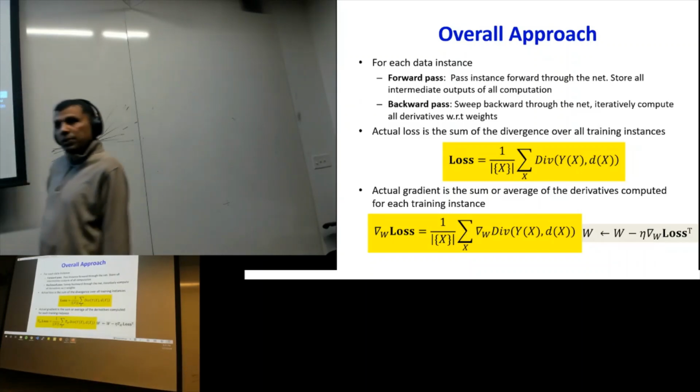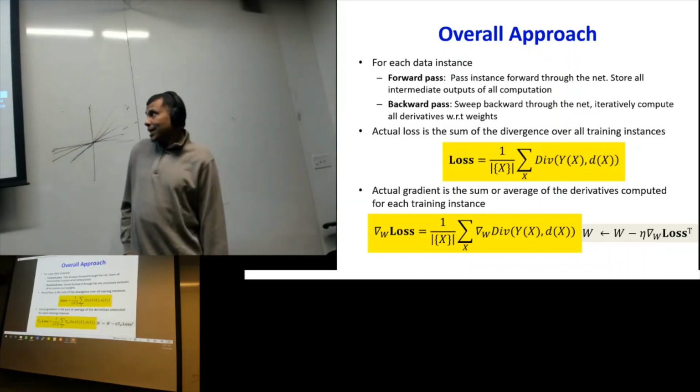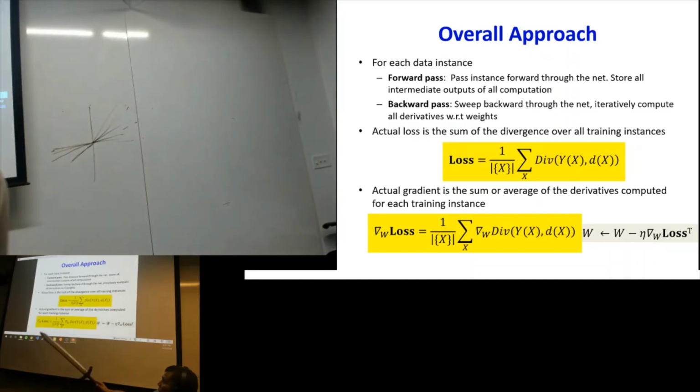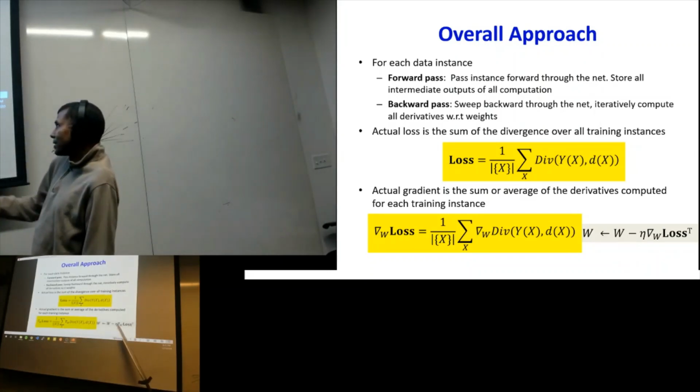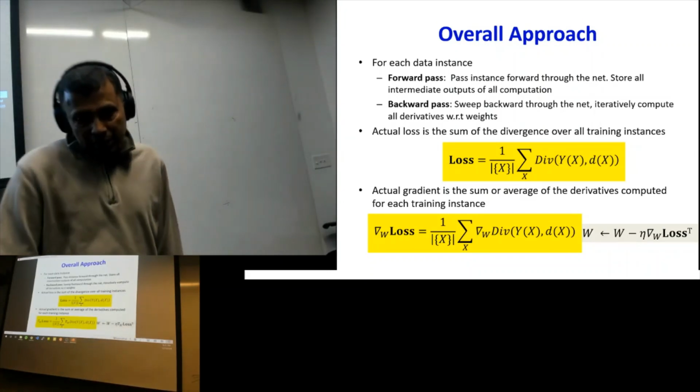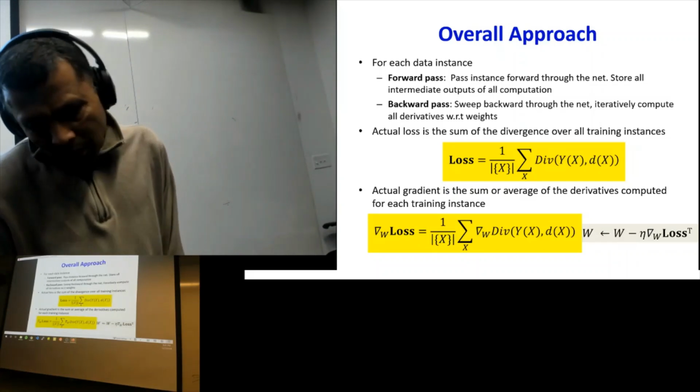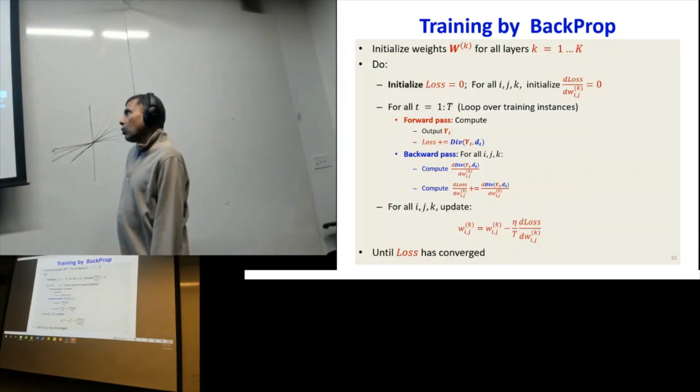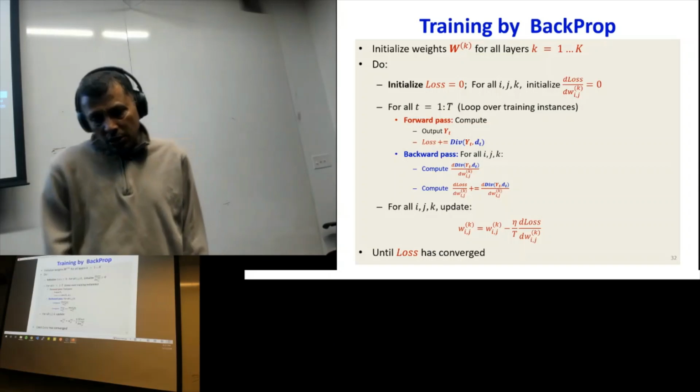The gradient that we will use in the gradient descent is going to be the derivative of this loss with respect to the parameters, which is the average of the derivative of the divergences for each of the training instances. And once we compute that, then finally we will just use the gradient descent rule in order to update our parameters. So overall, the training procedure is going to look something like this.